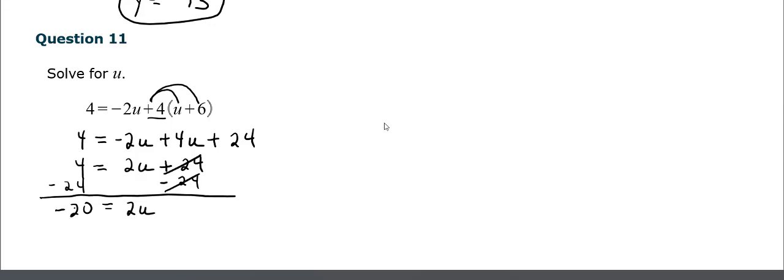My last step, since I'm solving for positive 1u, I need to divide both sides by positive 2. So negative 20 divided by 2 is negative 10. And of course 2 divided by 2 is positive 1. So that gives me u equaling negative 10.